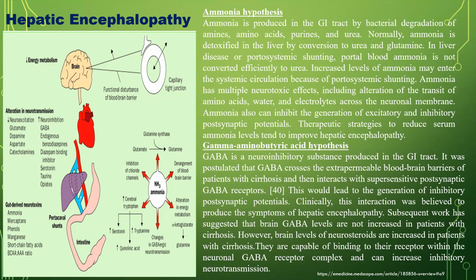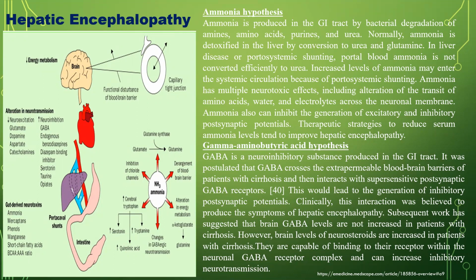There is also the gamma-aminobutyric acid hypothesis of hepatic encephalopathy. Gamma-aminobutyric acid is a neuroinhibitory substance produced in the GI tract. It was postulated that the substance crosses the extra-permeable blood-brain barrier of patients with cirrhosis and then interacts with supersensitive postsynaptic GABA receptors. That would lead to generation of inhibitory postsynaptic potentials. Clinically, this interaction was believed to produce the symptoms of hepatic encephalopathy.